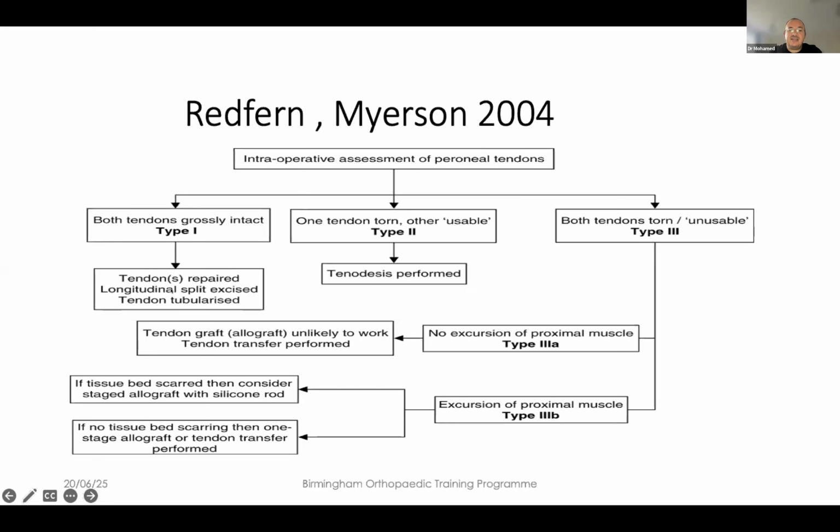either to repair the tendon, excise the slit and tubularize the tendon. If one tendon is torn and the other one is usable, this is the time you can tenodese one to the other. If both tendons are gone, then at that time you have to test the proximal muscle. If the proximal muscle still has some excursion going, you can use a tendon graft or a cable. If there is no excursion in the proximal muscle and there is a lot of scarring, this is the time you have to get a tendon transfer.